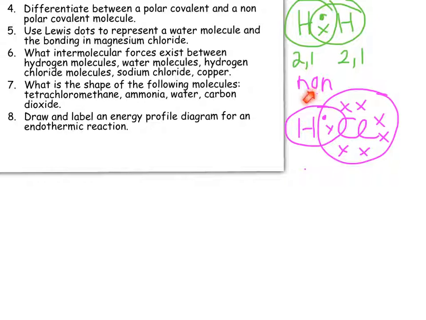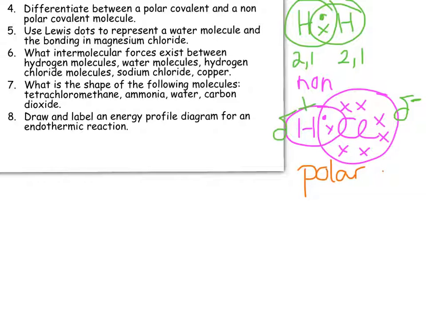That means that this whole electron cloud and this molecular orbital is actually spending more time on the chlorine side of the molecule. That results in the chlorine side of the molecule being slightly negative. The electron hasn't been transferred, so it's only slightly negative, and the hydrogen side being slightly positive. That is a polar covalent bond.